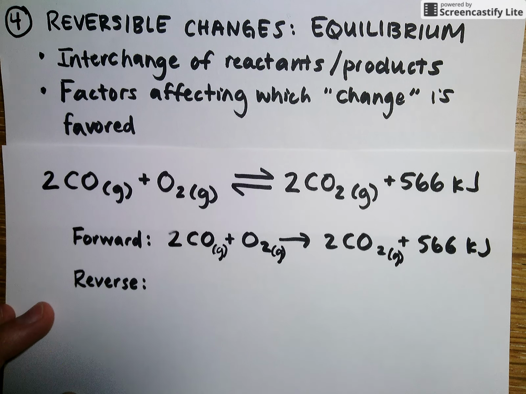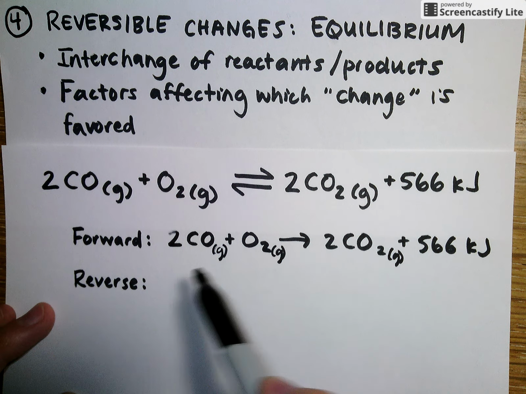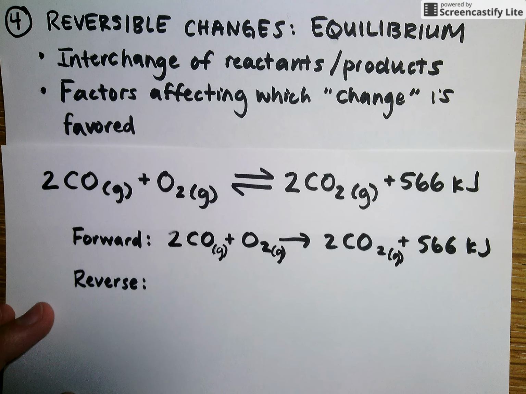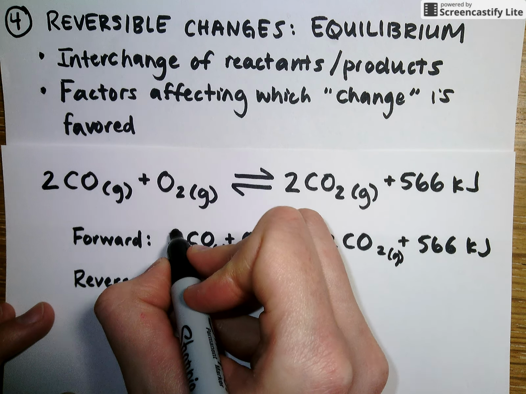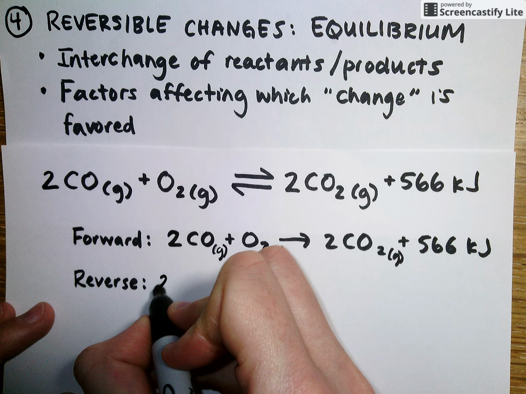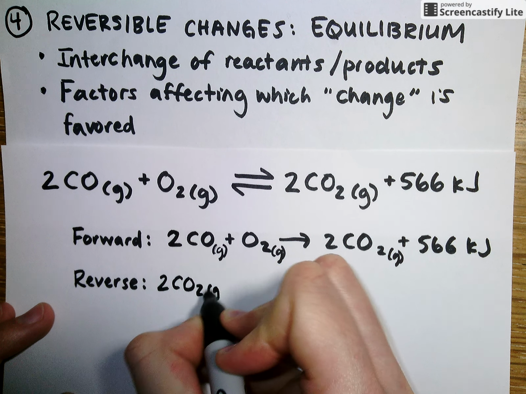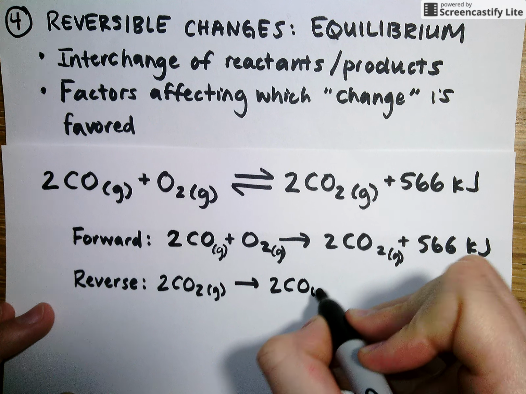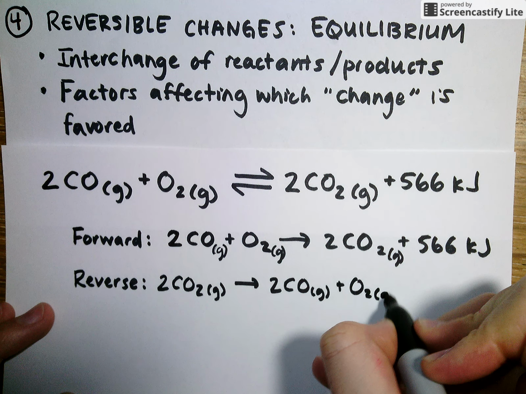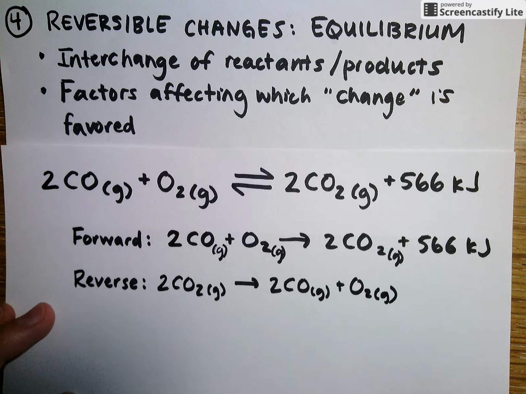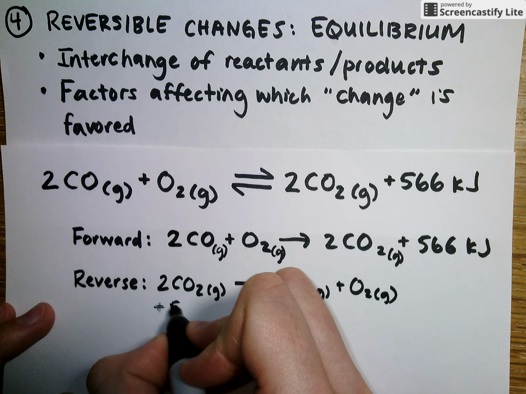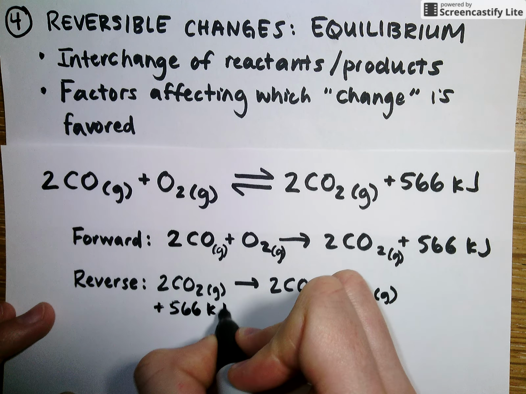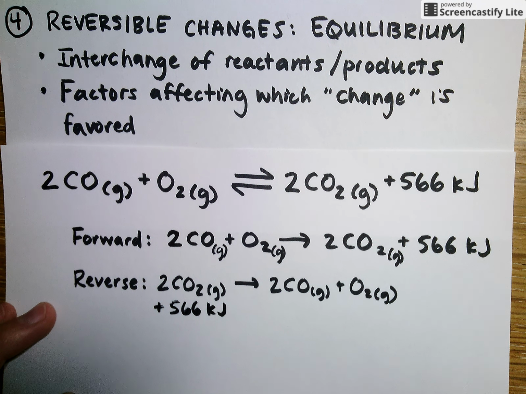The reverse reaction is, instead of changing reactants into products, converting our products back into the starting materials, our original reactants. So for this equation, it's going to look something like 2CO2 gas changing into carbon monoxide gas and oxygen gas. And the one thing I left off of this reverse reaction is the fact that it requires heat. Because remember, heat is kind of like, in this case, a reactant for this reaction to take place.